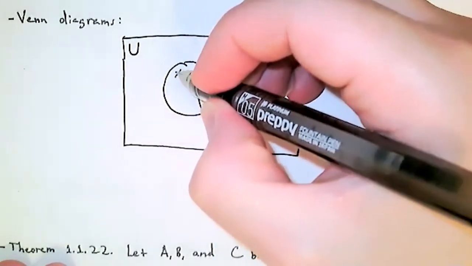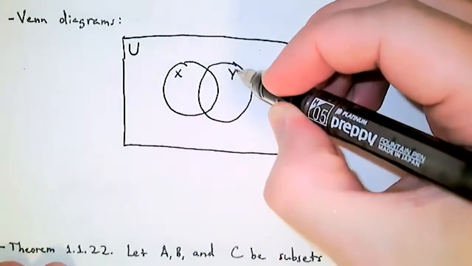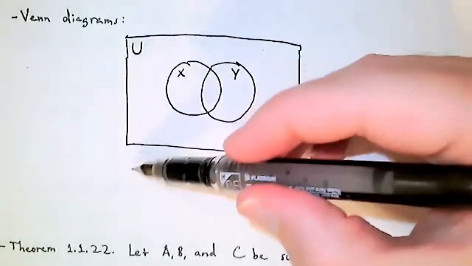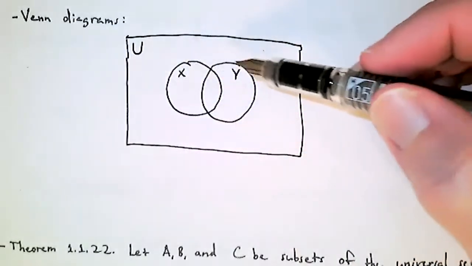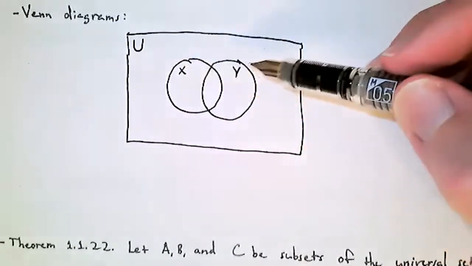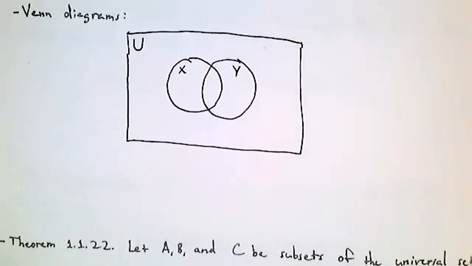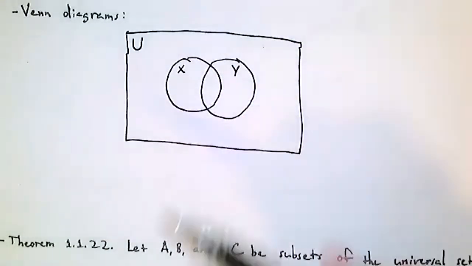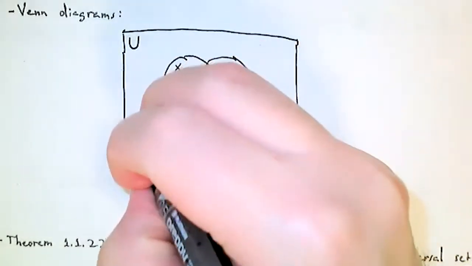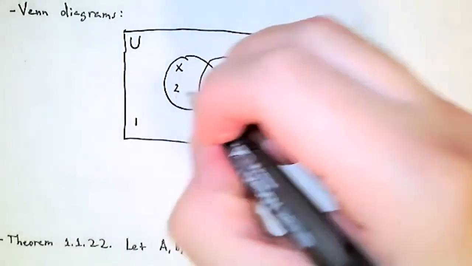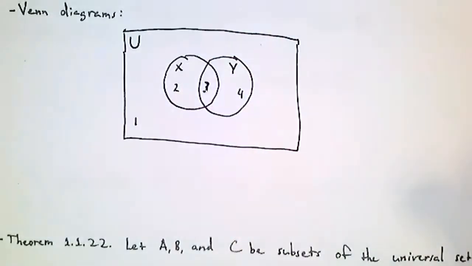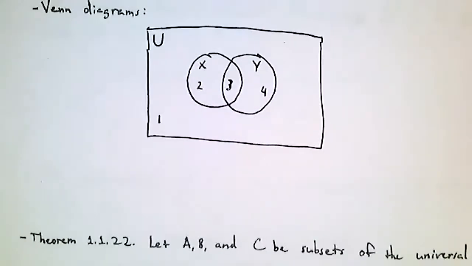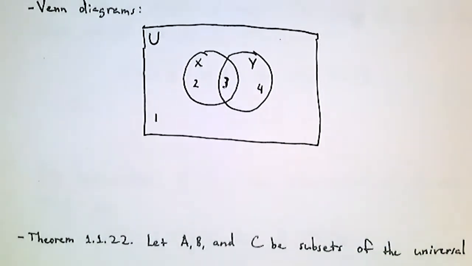Maybe I'll label this one X and this one Y. So I have a universe represented by this box, and then I have two sets living inside of the universe, X and Y. You can see that I've divided the box into several different regions, and let's just label them 1, 2, 3, and 4. And then try to relate those back to the symbols that we've been talking about.